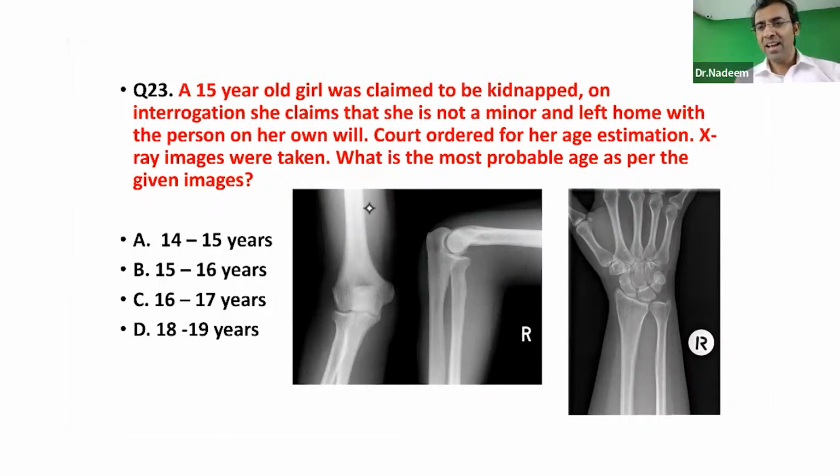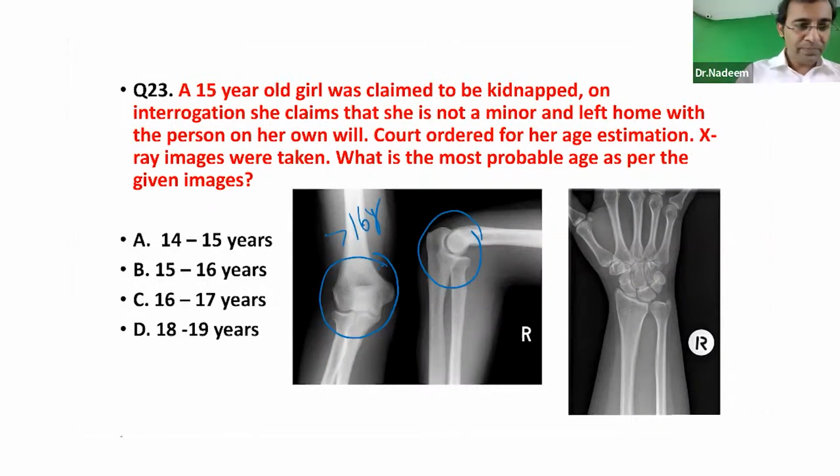Whenever I have taken the X-ray of the elbow, you can see there is 100% ossification, which means all bones are completely fused. If all bones are completely fused, then the age must be 16 to 17 years. So the age should be more than 16 years.